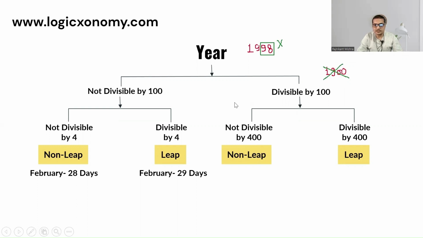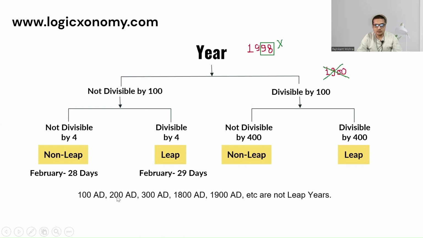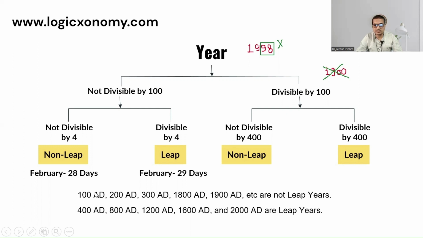According to this definition, 100, 200, 300, 1800 and 1900 are non-leap years. And 400, 800, 1200, 1600 and 2000 are leap years. In non-leap years or normal years, there are 365 days. And in leap years, there are 366 days because of the 29th of February.